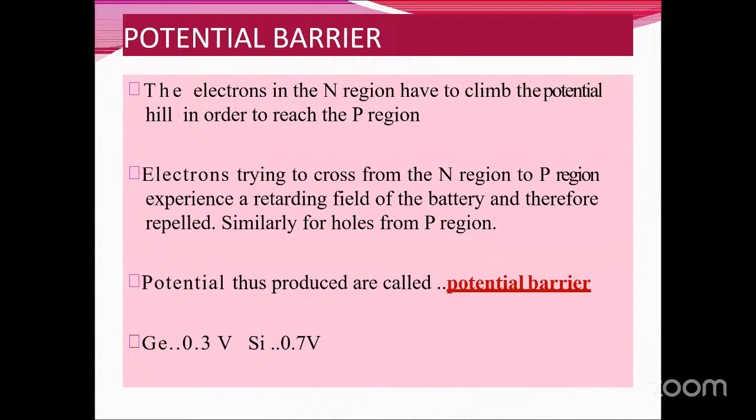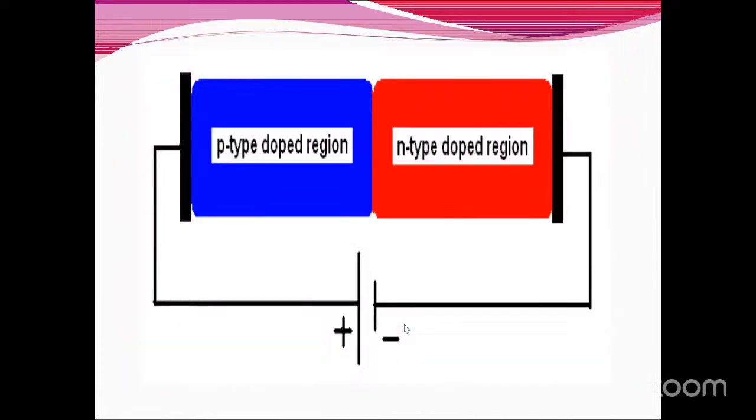Next is the potential barrier. The electrons in the N region have to climb the potential hill in order to reach the P region. Similarly, the electrons trying to cross from the N region to the P region experience a retarding field and therefore may be repelled. The same thing happens in the case of holes from the P region. The potential thus produced is called the potential barrier. The potential barrier for germanium is 0.3 electron volts and for silicon it is 0.7 electron volts.